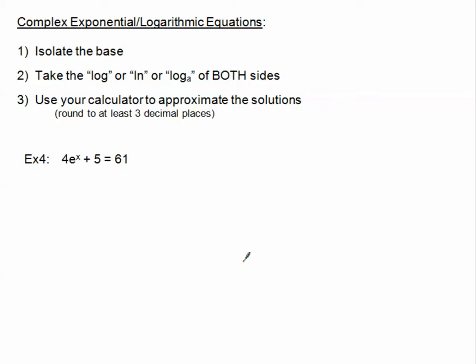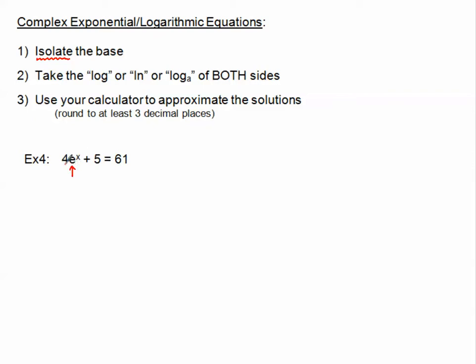We have a few steps to follow and I'd like to go through these 3 steps while working through example number 4. So the first step, and the most important before we can do anything, we must isolate the base. Isolate means to get the base all by itself, nothing else next to it. So what we need to do is identify what the base is, and of course the base is the thing that's being raised to an exponent, so the base is e.